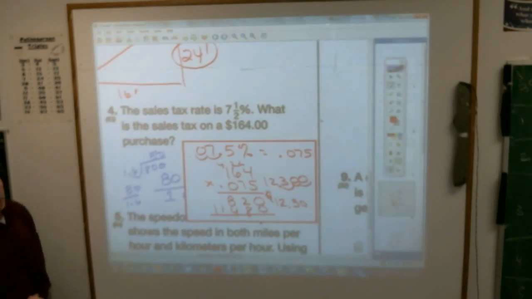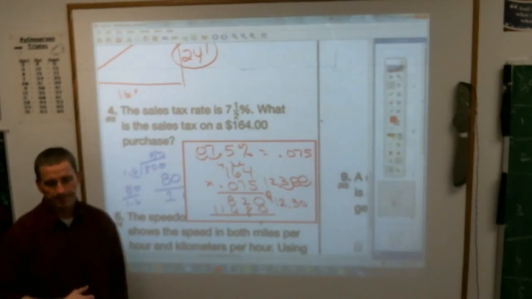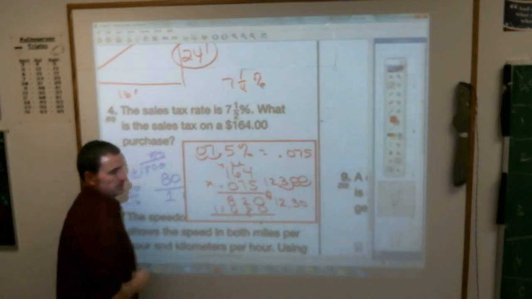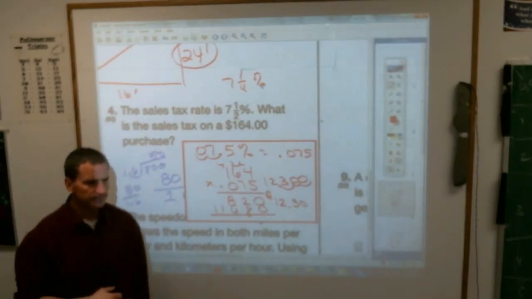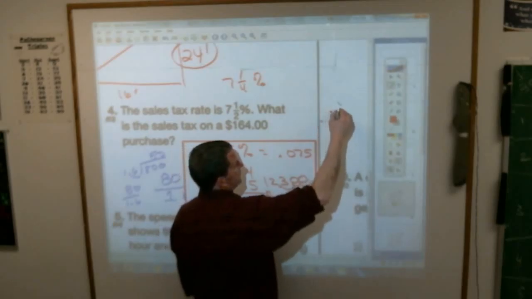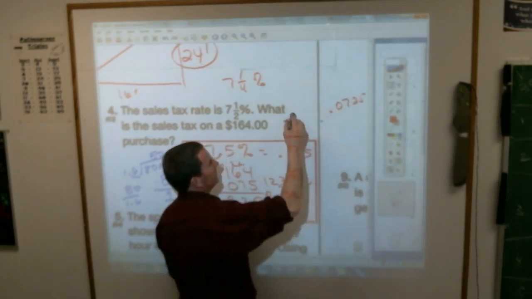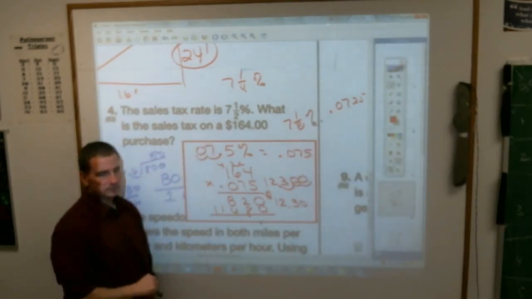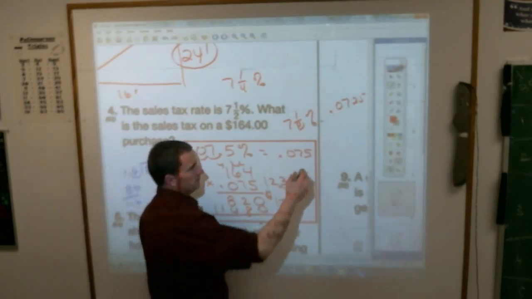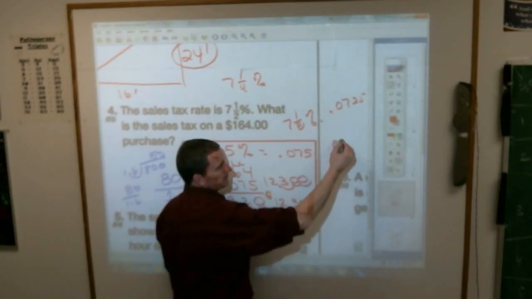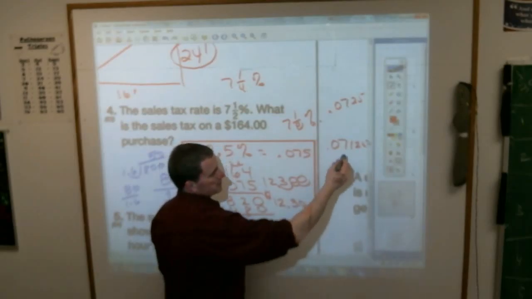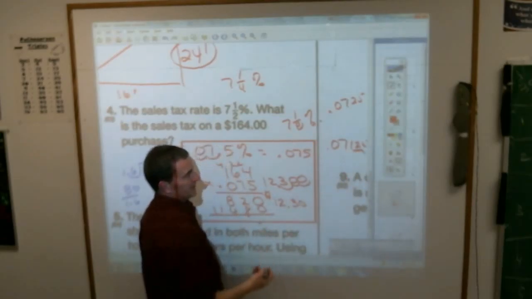What would be 7 1/4% as a decimal? Somebody? 7 1/4% as a decimal. Stupfert? 0.0725. Yep, 0.0725. What about 7 1/8% as a decimal? Stupfert? Maggie? 0.07125. Yeah. Because this is what 1/8 is as a decimal, 0.125, you just tack that on at the end.